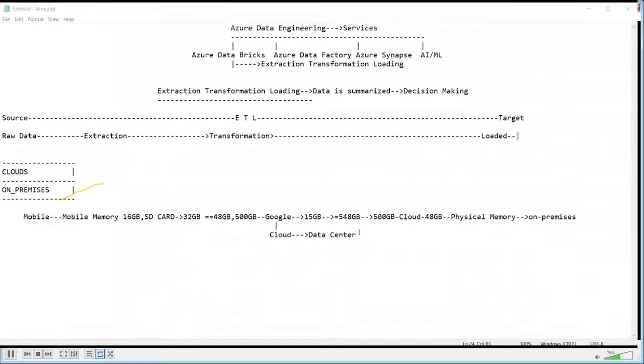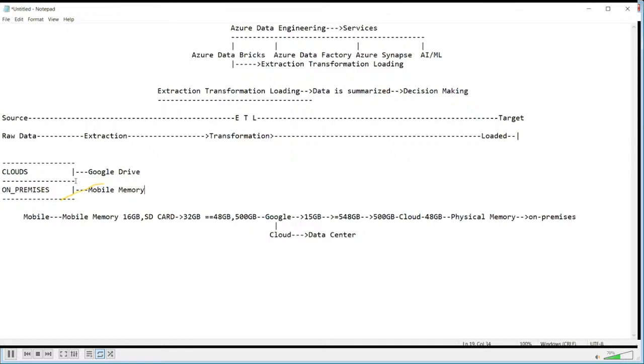Thank you. So now, in the same way, here you have cloud and on-premises. Cloud means storing the data on Google Drive, which is your cloud environment. And on-premises is nothing but storing the data in your mobile phone's physical memory. Mobile phone memory is called on-premises. Am I right, guys?